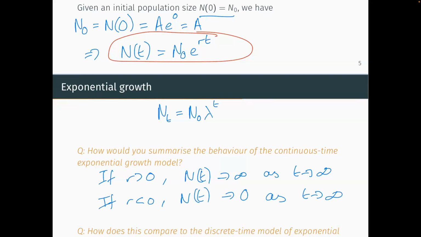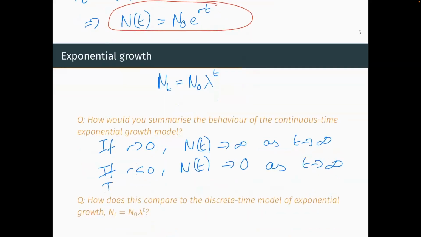The population stays the same. So r is equal to our births minus our deaths, or our rates. So if births are equal to deaths, there's no change in the population. So if r is equal to 0, n of t is equal to n0, our initial population, for all t.